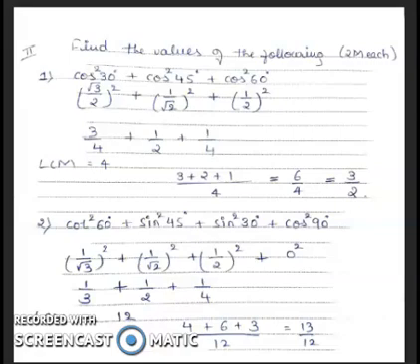Second one, cos square of 60 degree plus sin square of 45 degree plus sin square of 30 degree plus cos square of 90 degree. Here also, follow the same procedure as in the previous step. Substitute their values from the table, take LCM, simplify, and you get the answer 13 upon 12.